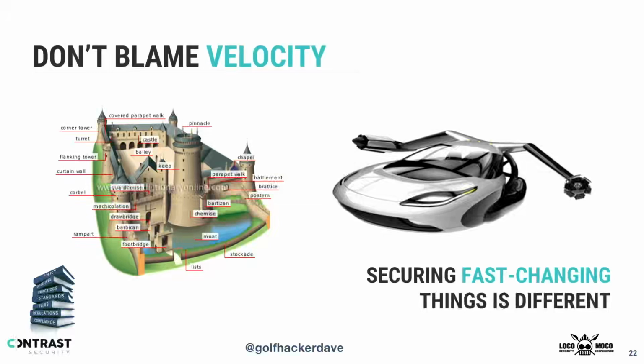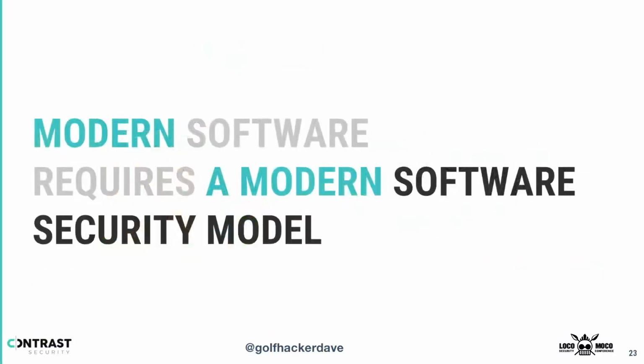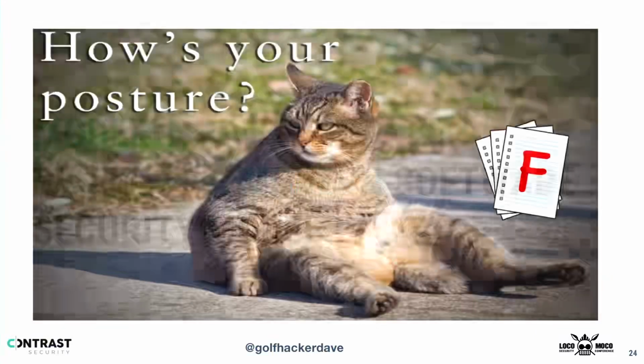And I think we need to get over blaming speed. That's the easy thing for me. Oh, it's just too fast. Well, catch up. They're not slowing down. They're not going to. And they're going to drive right over us as security folks if we don't keep up with them. We're not building moats anymore. We've got these high-speed airplanes coming at us, and we've got to figure out how to help secure them. So it requires a modern software security model.